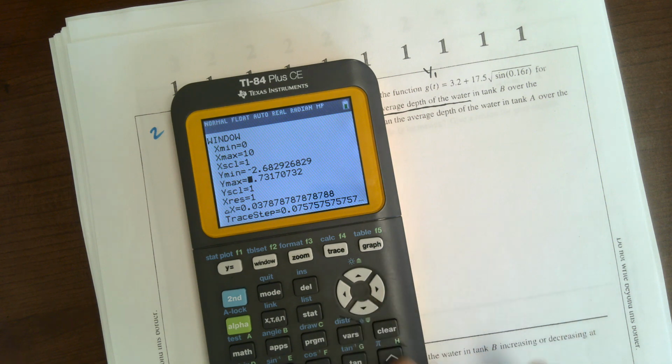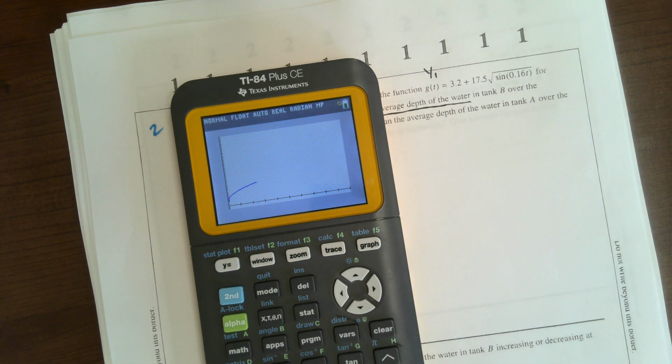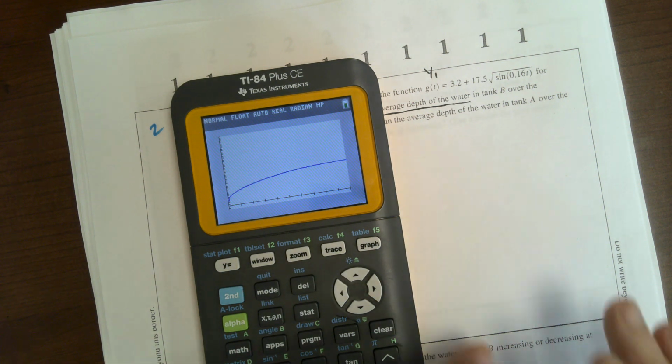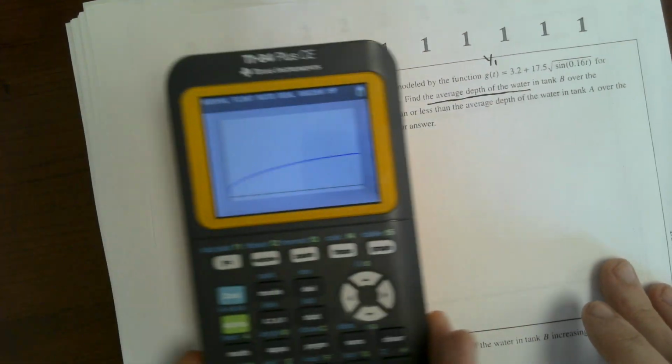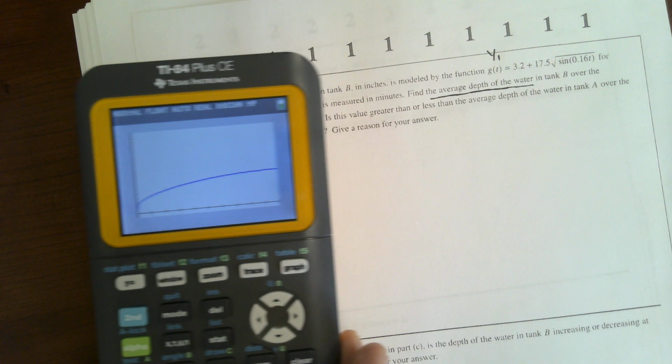Maybe I just need to be much higher, like up to 50. Okay. All right, so that's what that looks like. That is the depth of water in tank B. And now that's stored as Y1. So if I need to use Math 8 or Math 9, I could use Y1.